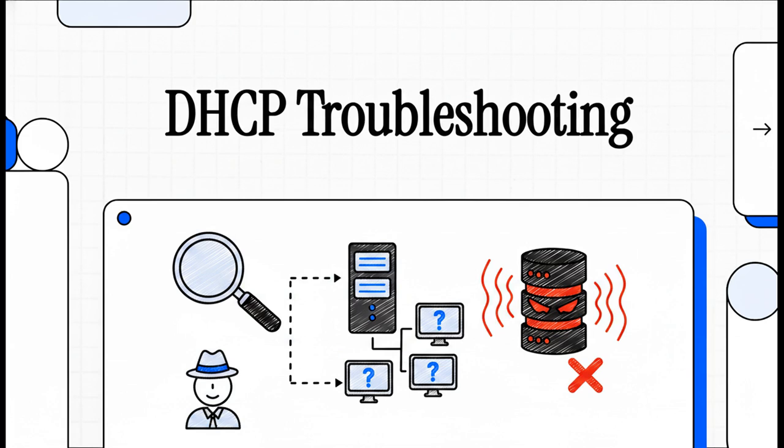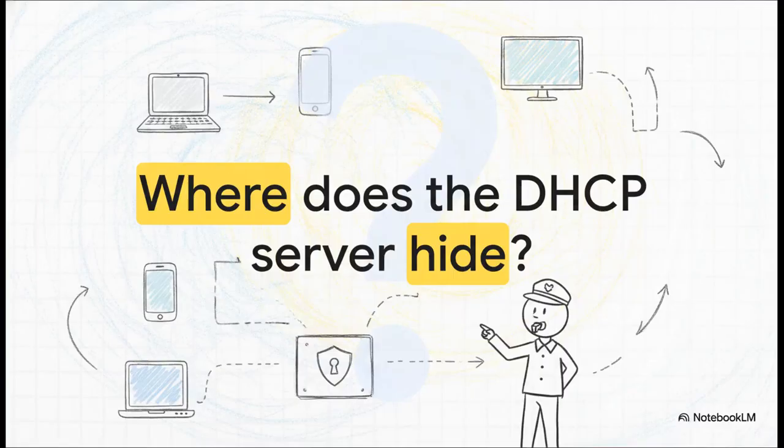Our goal in today's explainer is to master DHCP location identification and to learn exactly how to hunt down those rogue servers that can literally bring entire networks to their knees. So here is the million-dollar question. Where does the DHCP server hide?